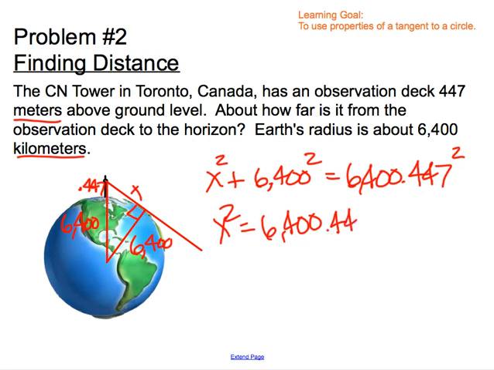Now, if we actually simplify this, we end up with x squared equals 6,400.447 squared minus 6,400 squared. Now the difference between these two numbers isn't going to be that large. They're actually really close together. In fact, 6,400 squared is going to be 40,960,000.